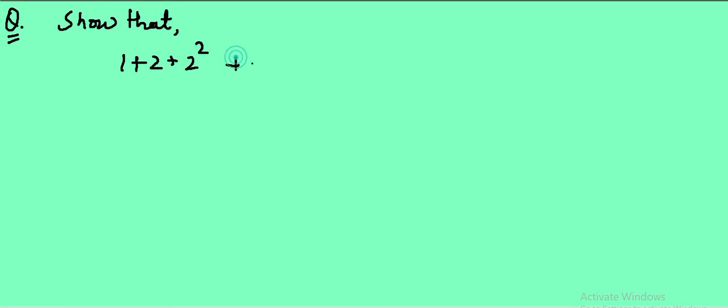So let me take another example, right. The example that I will take is from questions that have been asked in previous year exams. So this is another question: 1 plus 2 plus 2 square plus up to 2 raised to power n is equal to 2 raised to power n plus 1 minus 1, for all non-negative integers n.